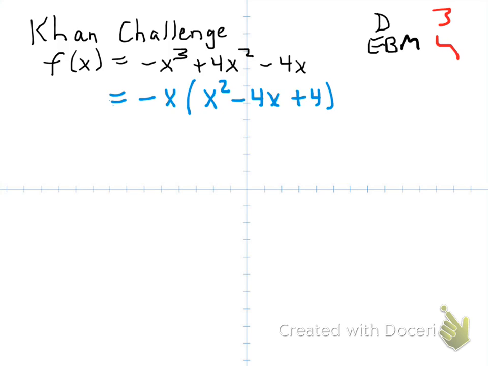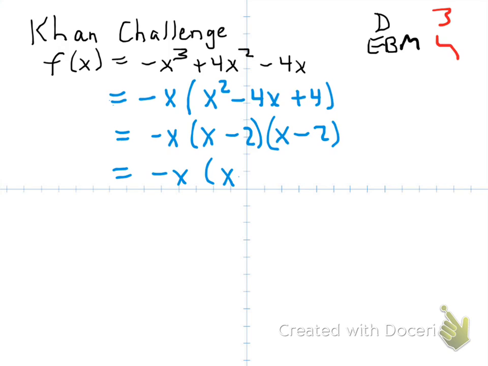Alright, and then what we're left with is we still have this negative x on the outside, but now we have this polynomial that we need to factor. So we use the FOIL method for that. The factors of x squared are x and x. The factors of 4 are 2 and 2. And negative 2 and negative 2 add up to negative 4. So this would be the remaining factored form of the original polynomial that was in standard form.